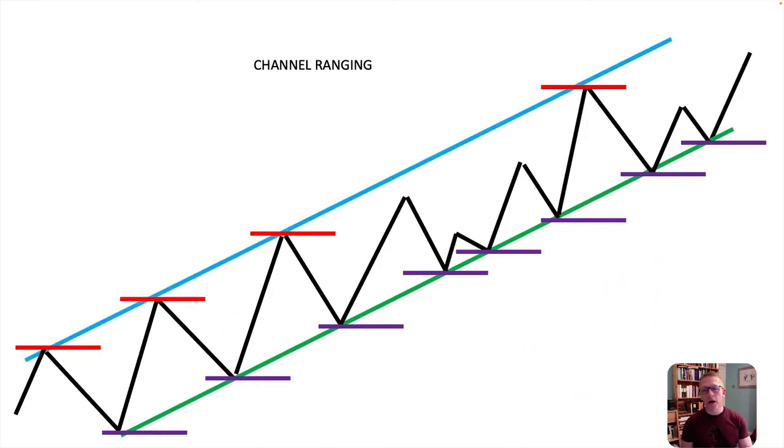Now note that the higher highs may not always reach the upper part of the channel. And this is just to show that there can be many variations on the theme of a trend, which we will explore in more depth in this tutorial.